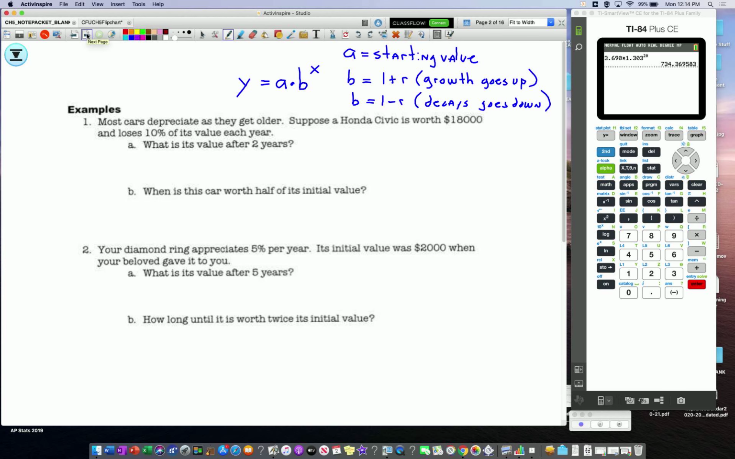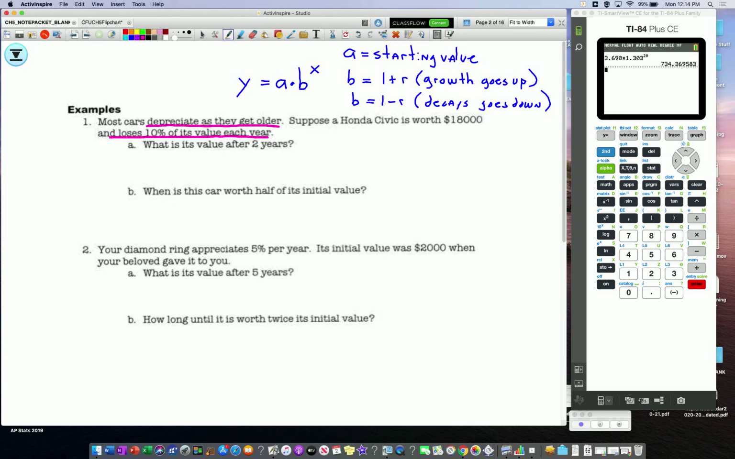All right, so what I did here was I copied over the exponential formula, what A means and what B means as a growth rate or decay rate to help me do a couple of these problems. On number 1 here it says most cars depreciate as they get older. That's true. Suppose a Honda Civic is worth $18,000 and loses 10% of its value each year. What is its value after 2 years?